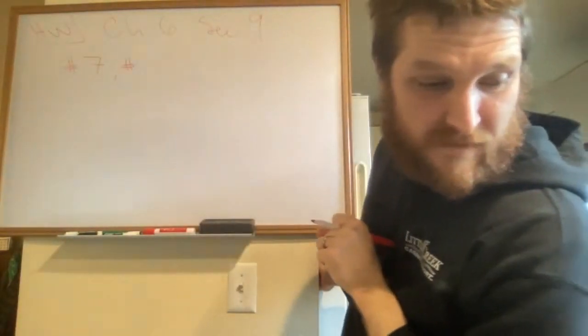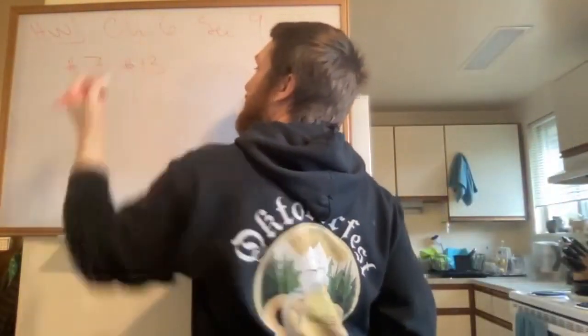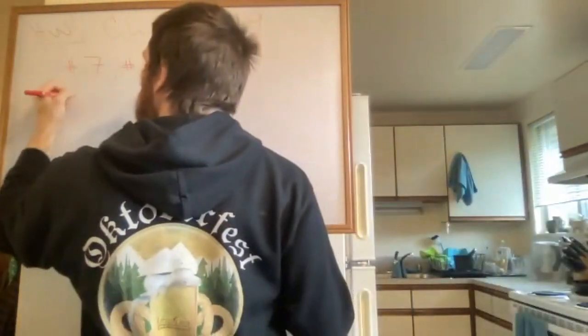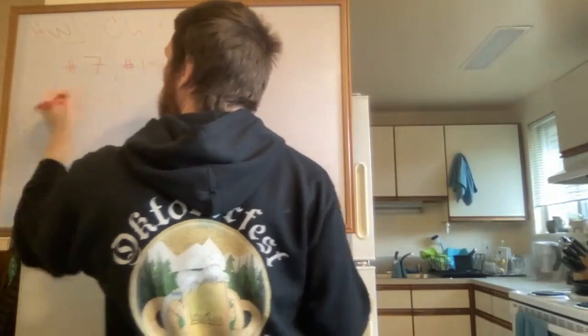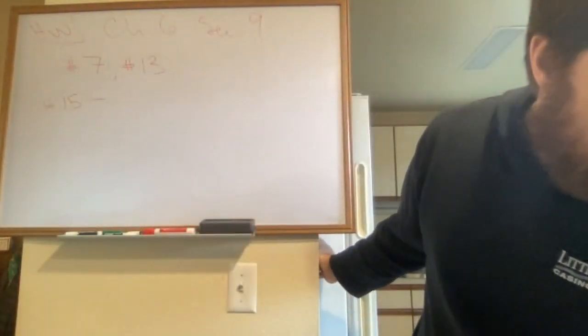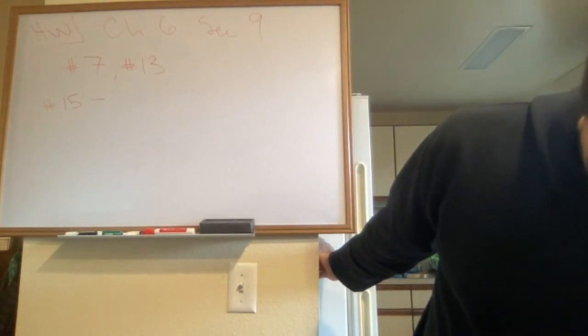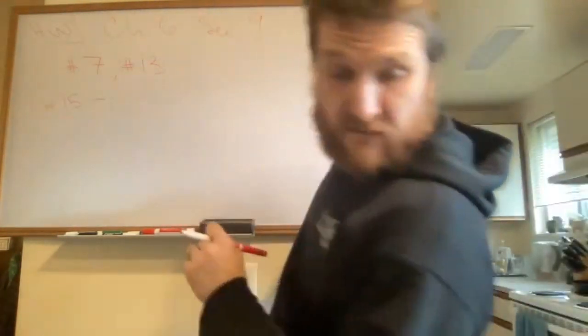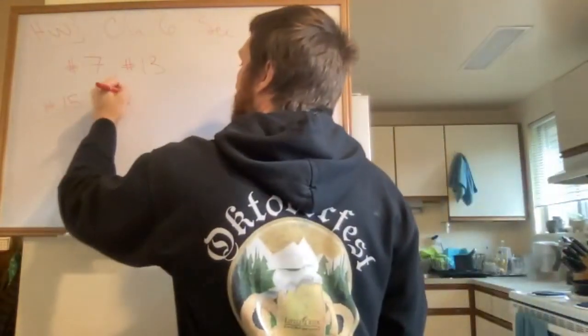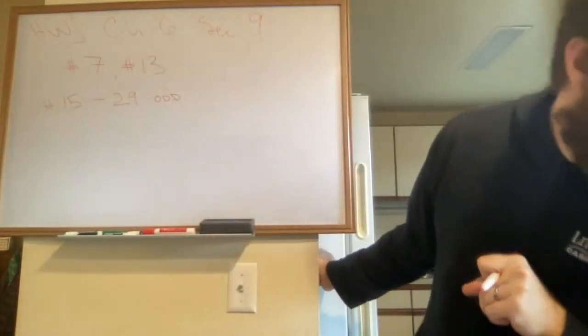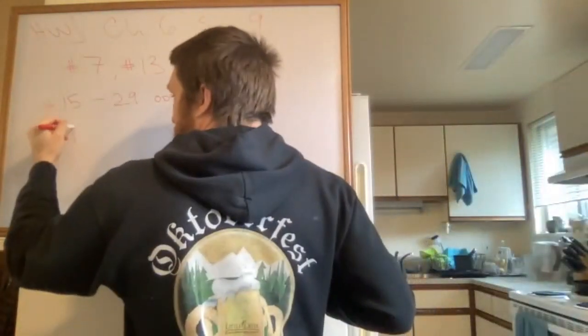Number 7, number 13, then 15 through, we did want to do that one. Yeah, let's do that. 15 through 29, odd. 15 through 29, odd. 31 and 32.